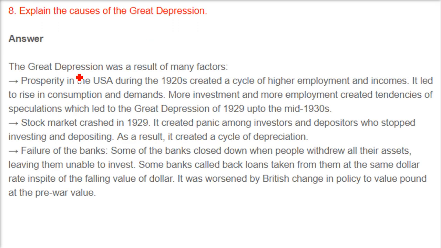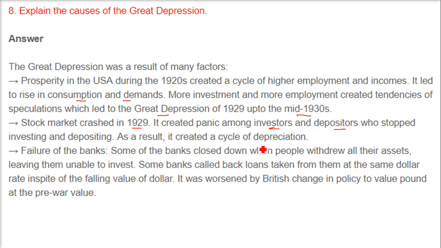Explain the cause of the Great Depression. The Great Depression was a result of many factors. Prosperity in USA during the 1920s created a cycle of higher employment and incomes. So this led to a rise in consumption and demand. More investment and more employment created a tendency of speculation, which led to the Great Depression of 1929 up to the mid 1930s. The stock market crashed in 1929. It created panic among investors and depositors who stopped investing and depositing.